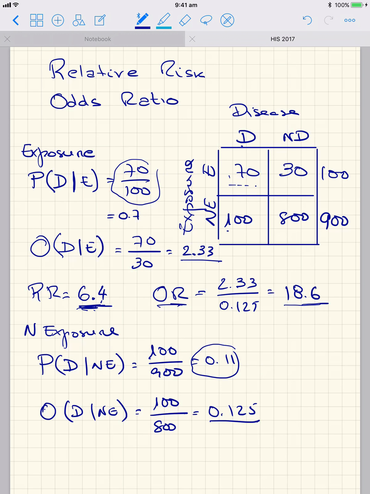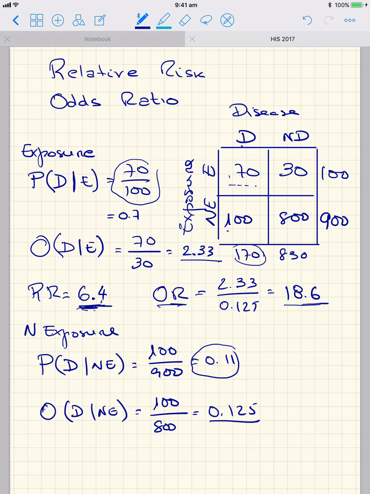Now, when the disease is rare among the total number of individuals, in this case we had 170 individuals with disease and 830 without, when these values get very small, the odds ratio and the relative risk tend to be very similar. But in any case, they are two different measures. So why do we talk about these two different measures? You can think about it as the same case as mean and median.